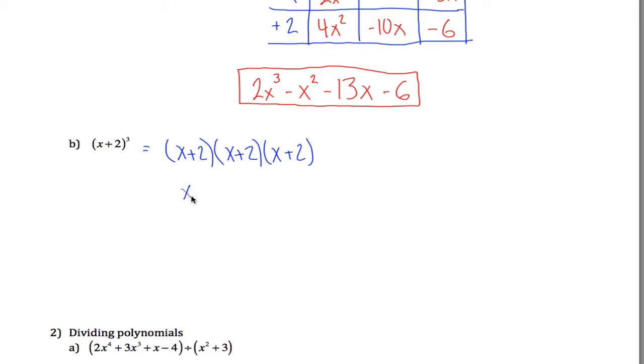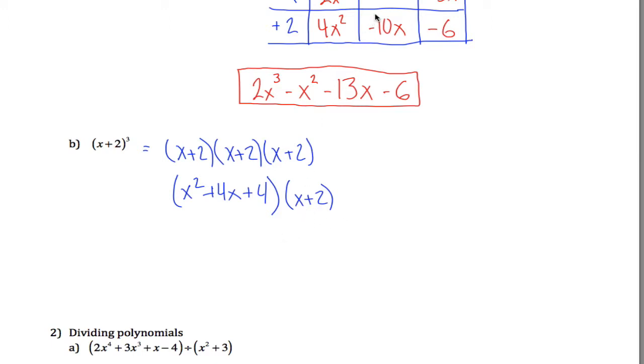X times x is x squared. X times 2 is 2x, but then 2 times x is also 2x. So I get 4x, and then 2 times 2 is 4. (x + 2) times (x + 2) is x squared plus 4x plus 4. But I'm not done because I still have to multiply by my third (x + 2). So now I have to multiply these two things together.